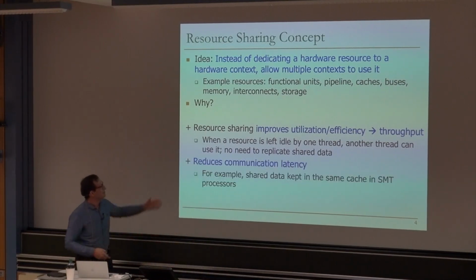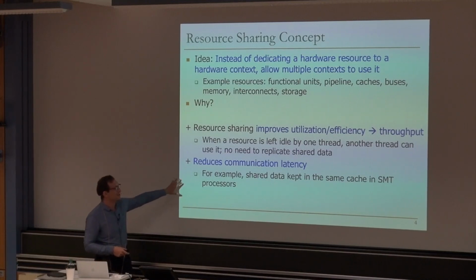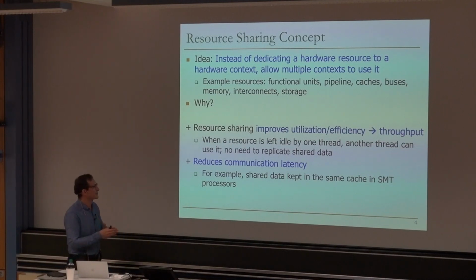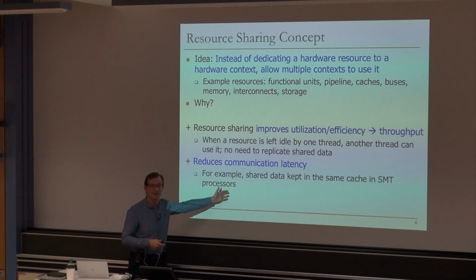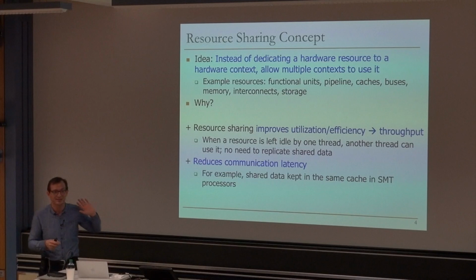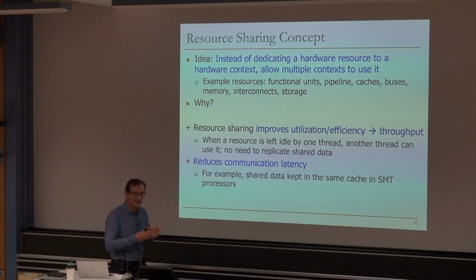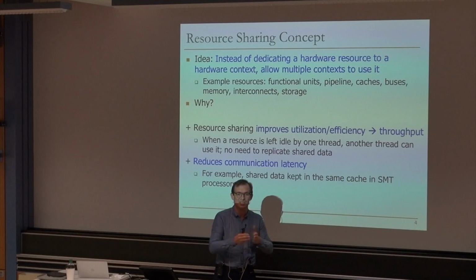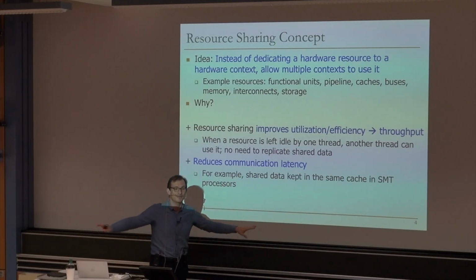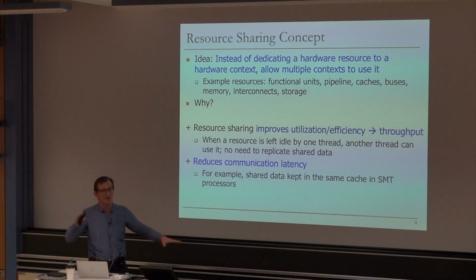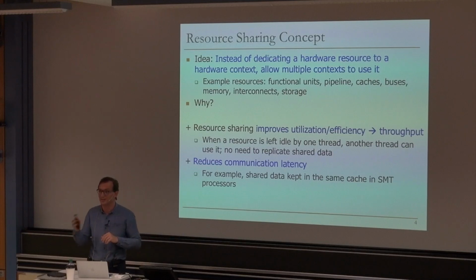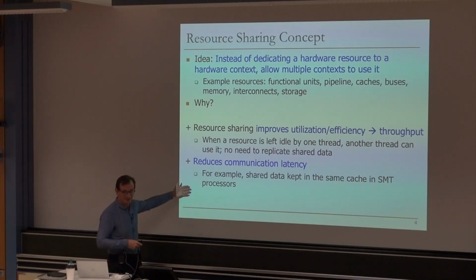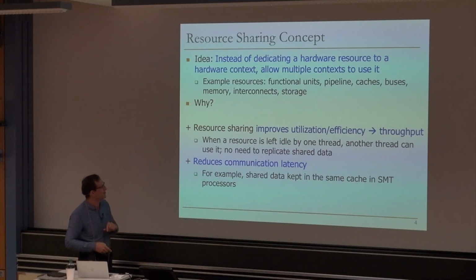Right? It reduces communication latency, because if you have a shared resource, now you can communicate through that shared resource between different threads. For example, if the shared data, again, between two different threads is kept in the same cache in a simultaneous multi-threaded processor. If the threads are running together in the same pipeline, they share the L1 cache, they can access that shared data. If the threads are running together and they have their own caches, now they need to actually replicate that data, right? And if one writes to that data, then the other needs to be aware of that write, which means that you have some communication latency. So resource sharing is good for reducing communication latency.